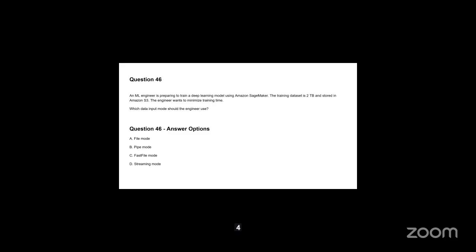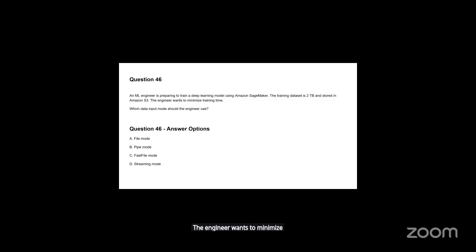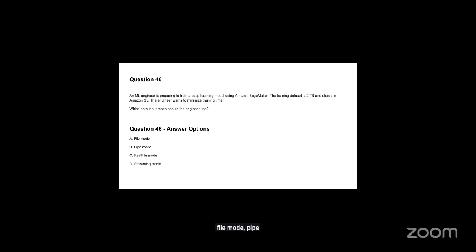46. An engineer is preparing to train a deep learning model using SageMaker. The training dataset is 2 terabytes and stored in S3. The engineer wants to minimize training time. What data input mode should the engineer use? File mode, pipe mode, fast file mode, streaming mode.